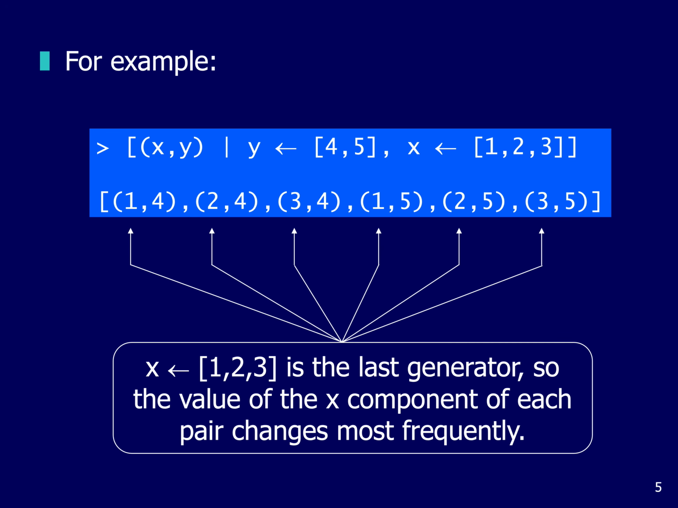If we just wanted to bring this point home, we could have a little picture to illustrate it. If we look at the output here, because x is the last generator, x coming from 1 to 3, the x component is changing fast. So if we look at the pairs, we have 1, 4, 2, 4, and 3, 4. So the x component, the first component, is changing fast. Then once the x loop has run once, y will click over to 5, and then x will go from 1 to 3 again. So we get 1, 5, 2, 5, and 3, 5. Again, just to emphasize the point, x drawn from 1 to 3 is the last generator, so the value of the x component of each pair changes most frequently.